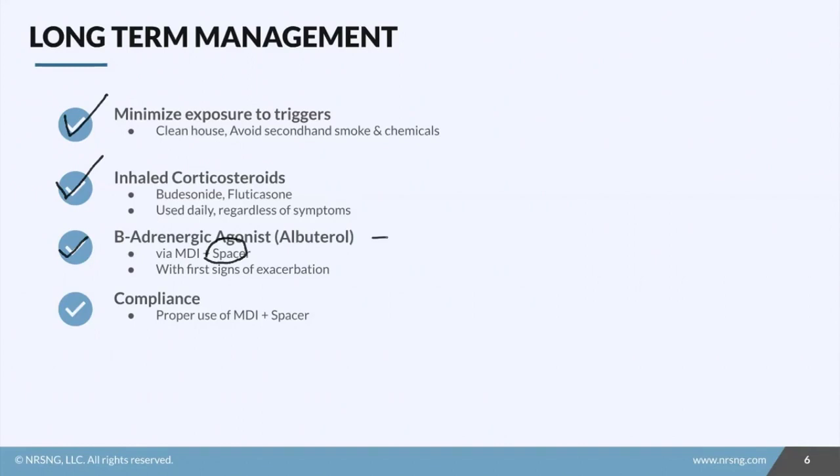So the albuterol inhaler is often referred to as a rescue inhaler, and that's because they're only going to be using it when they're symptomatic. So the albuterol is a rescue inhaler. They're using it when they're symptomatic, but the steroids are used daily.